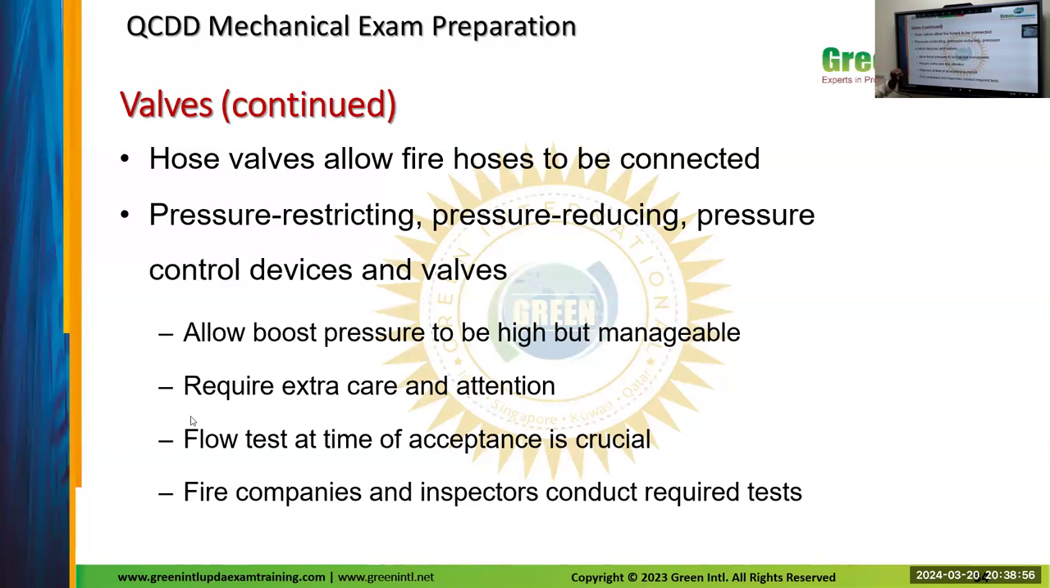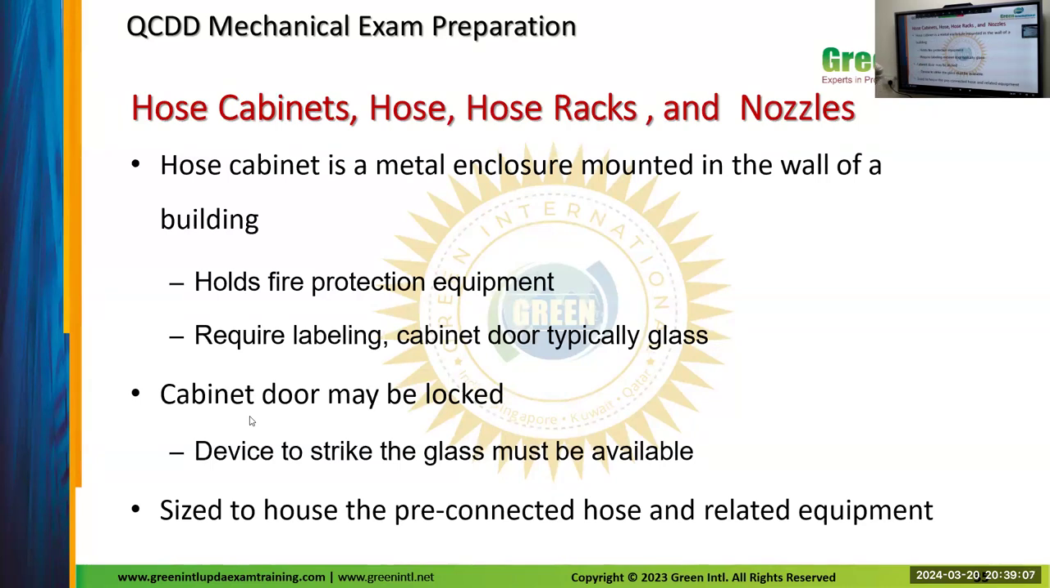Hose valve system allows the fire hose to be connected. Pressure restriction and pressure regulating valves will be used to allow boost pressure that is high but manageable. These are all common terms. Okay, hose cabinets, hose and hose racks and nozzles.